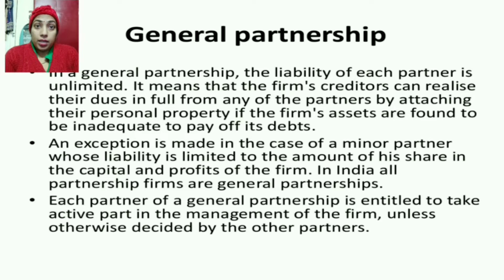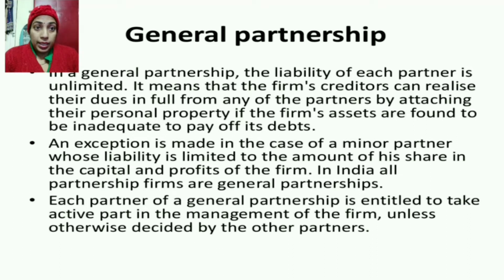Today's topic is kinds of partnership. Now, there are two types of partnership: general partnership and limited partnership. Let's start with the general partnership. In a general partnership, the liability of each partner is unlimited. It means that the firm's creditors can realize their dues in full from any of the partners by attaching their personal property if the firm's assets are found to be inadequate to pay off the debts.